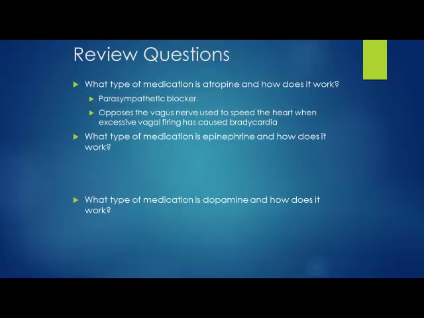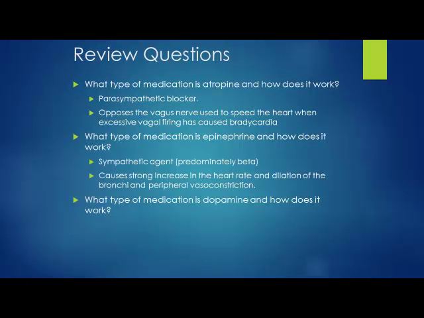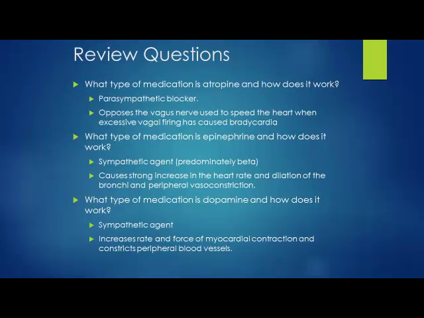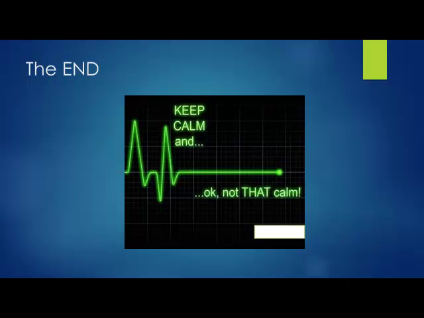All right, I think we've already hit this, good, for the atropine, epinephrine, sympathetic agent. And then what type of medication is dopamine? Sympathomimetic. Increases rate and force of myocardial contraction. So if it increases rate, it has positive chronotropic, and if it increases force of myocardial contraction, it has positive inotropic. All right.